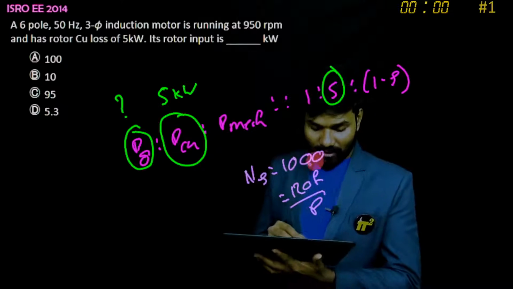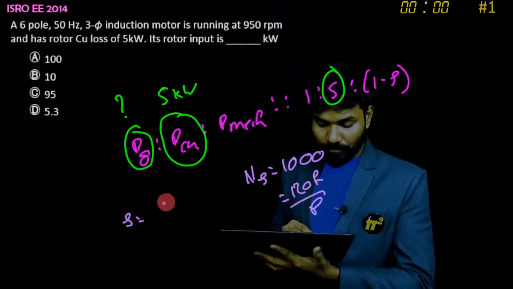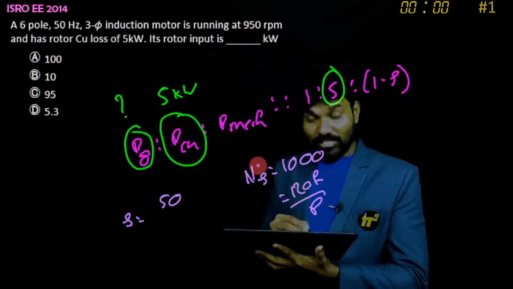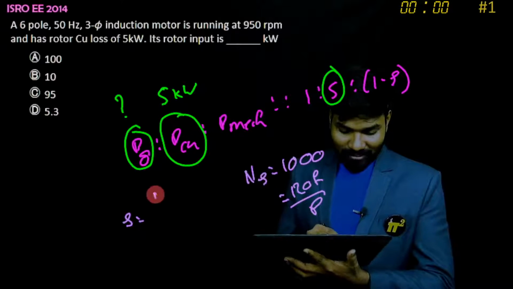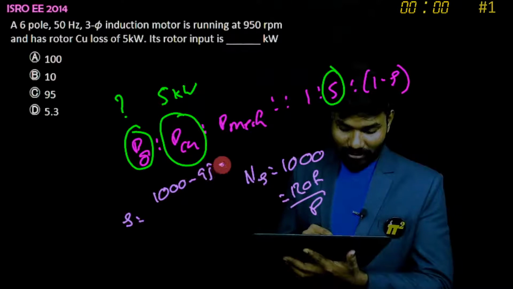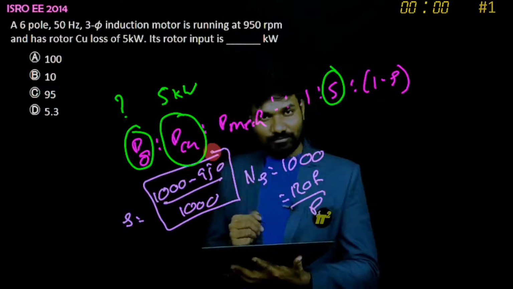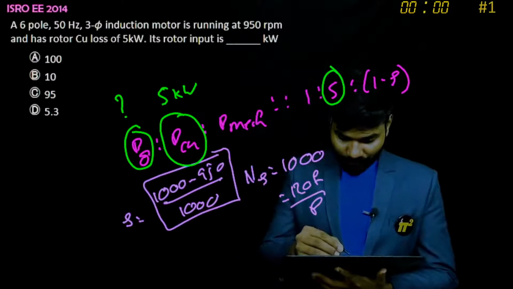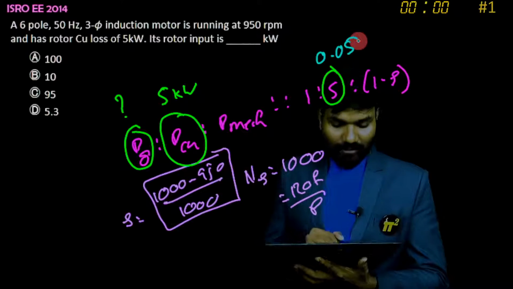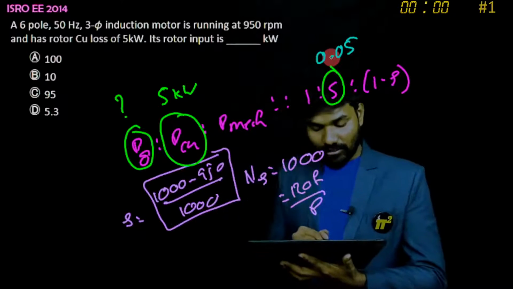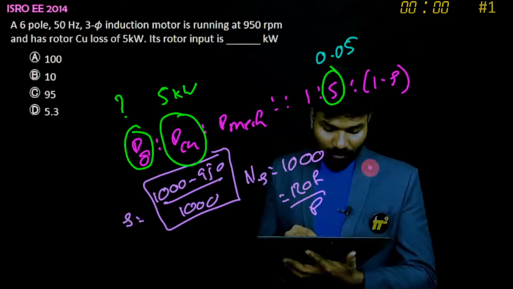So NS is 1000, NR is given as 950. So slip is equal to 50 by 1000. I'm just directly writing it because I know 1000 minus 950 gives us 50. So you're getting slip as 0.05. With that, let's put in the formula.